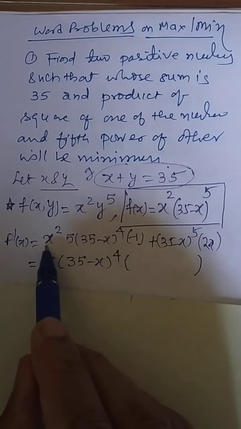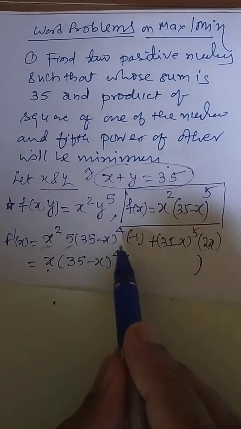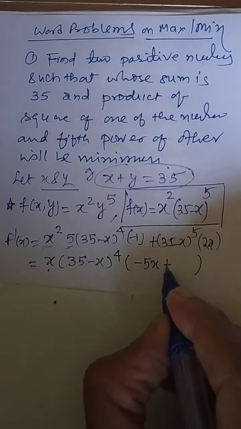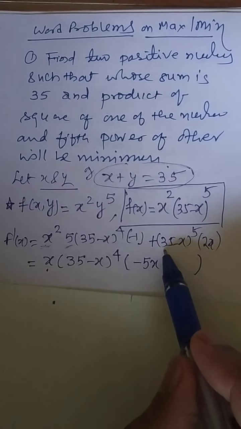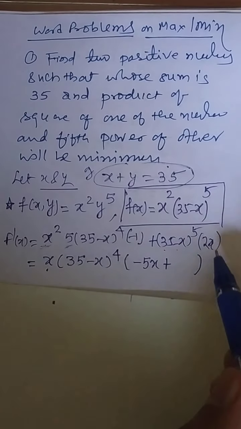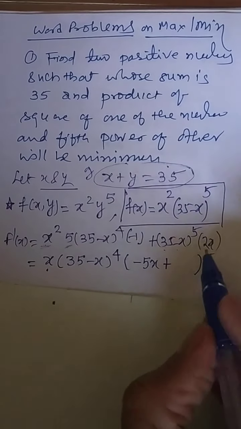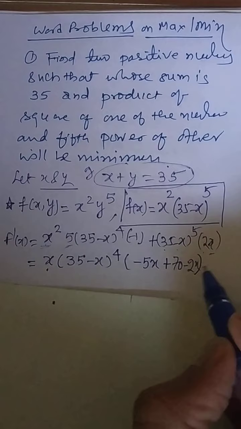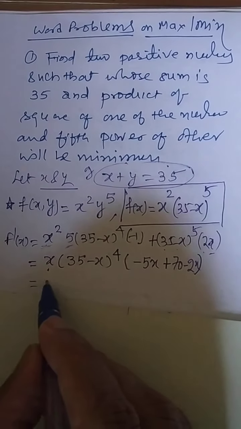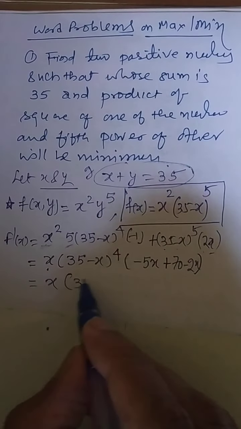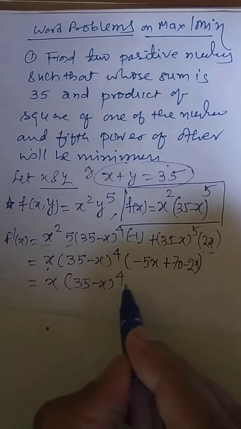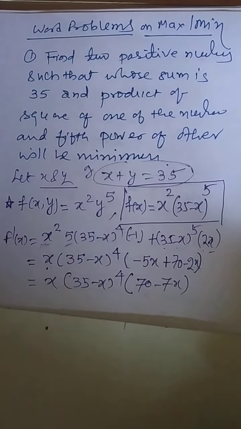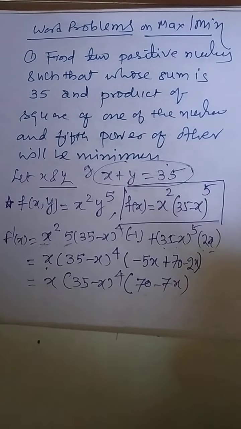Now the remaining things I am writing over here. x we have taken, so 1x is left. This 5 is left, so it will be minus 5x, plus 35 minus x the whole square, and this x is out, so this 2 is left. So it will be 70 minus 2x. If you ask me to simplify, it will be x, 35 minus x raised to power 4, and over here 70 minus 7x. So this is nothing but the first step.